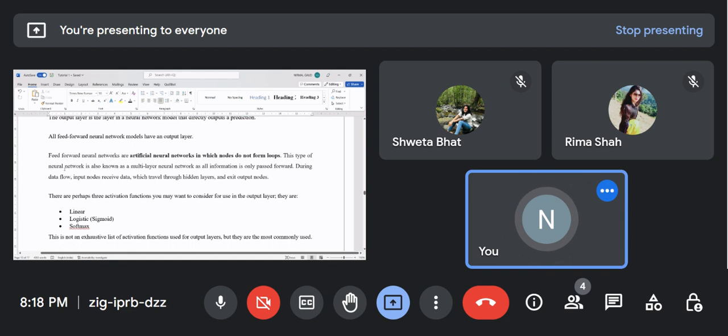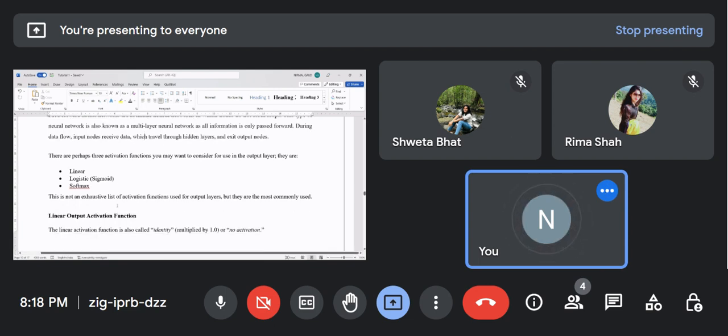This type of neural network is also known as a multi-layer neural network, in which we only pass the data ahead to the next layers, nothing backward. During the data flow, the input receives the data, which travels through the hidden layers and exits through the output nodes. I have already told you what it does, and this line also mentions the same.